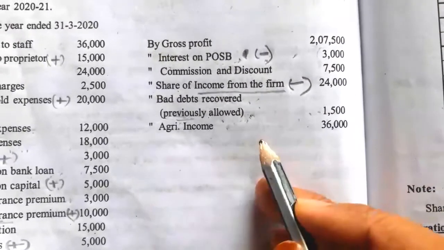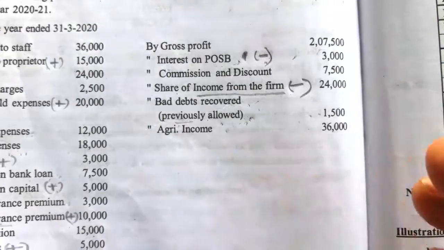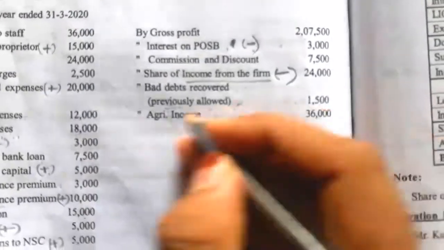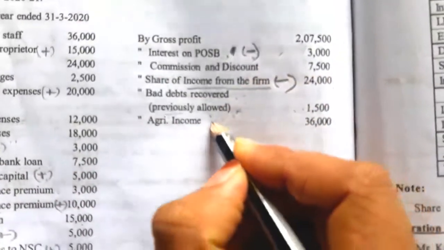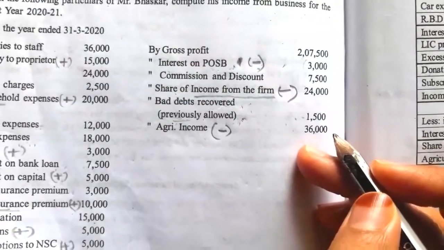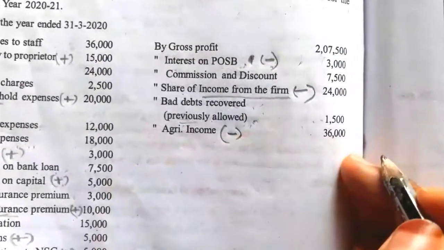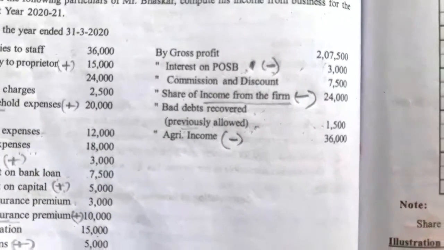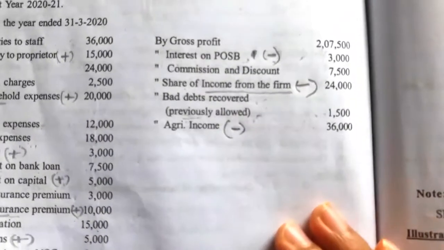So next is agriculture income. Agriculture income is not relating to business, so it is disallowed. Disallowed income means we have to deduct. It is exempt as per section 10. It is not taken as business income. So this is about the disallowed income.